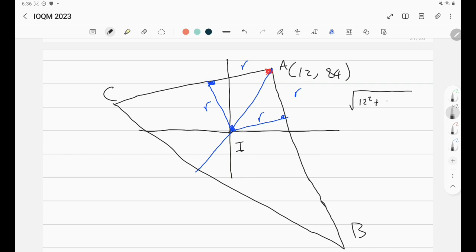12 squared plus 84 squared, we can take 12 as a common factor. Actually, it's going to be 12 times root of 1 plus 7 squared, 50, so 5 root 2, and 12 times that, so 60 root 2. So this thing is 60 root 2. That means R itself is 60. Very nice. So this is 60, 60, 60, 60, and so this thing is 60.